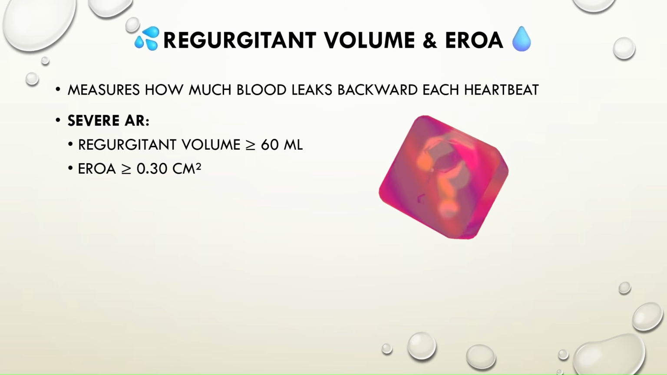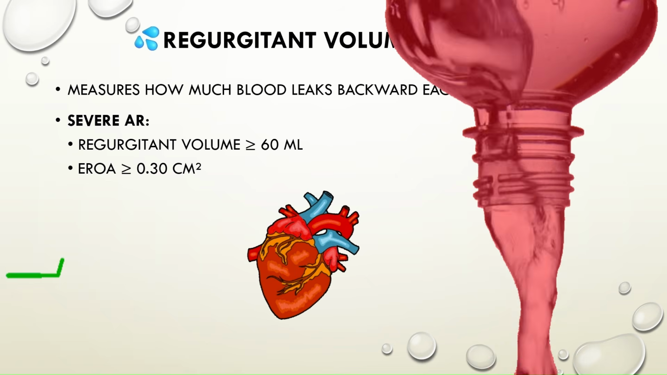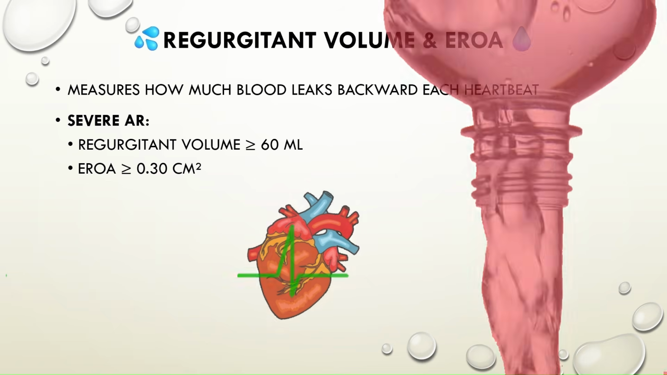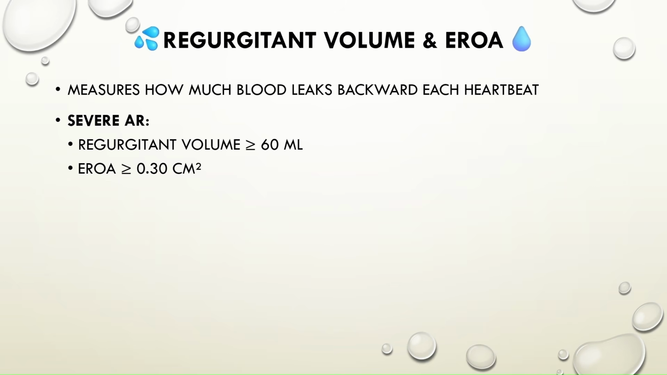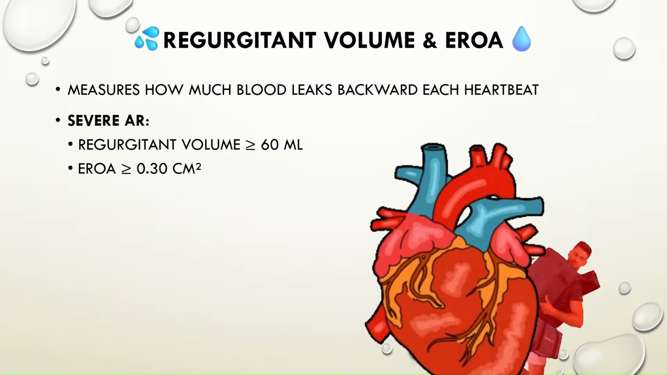Regurgitant volume answers a different question: how much blood actually leaks backward each heartbeat? This is measured in milliliters per beat and tells us how much extra blood the left ventricle has to handle every cycle.